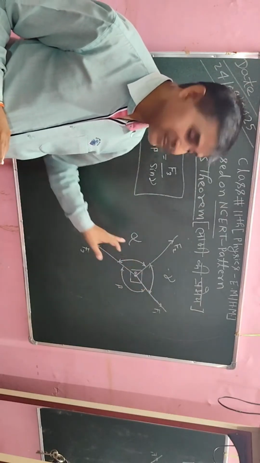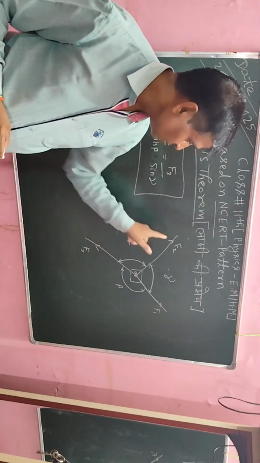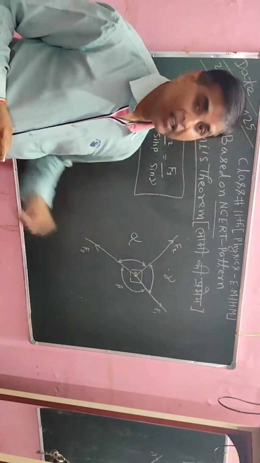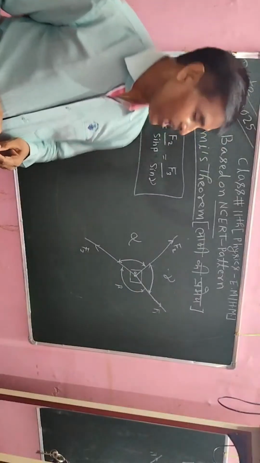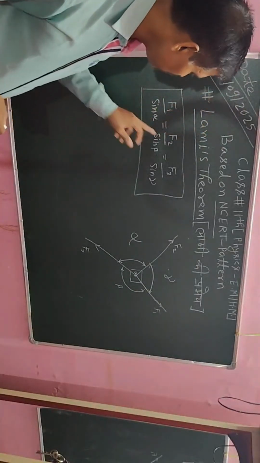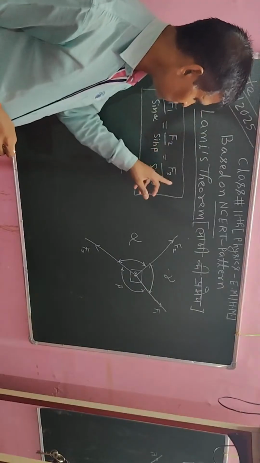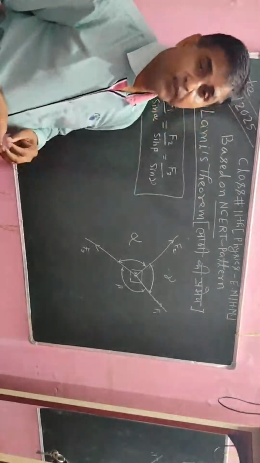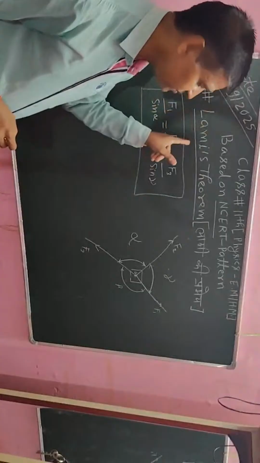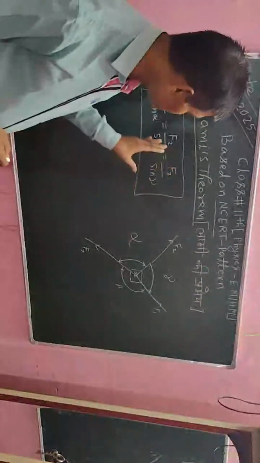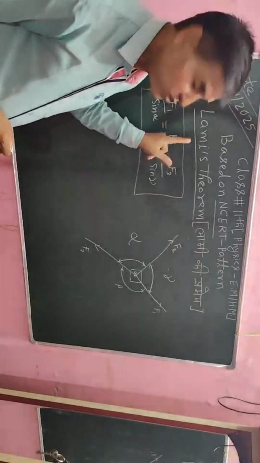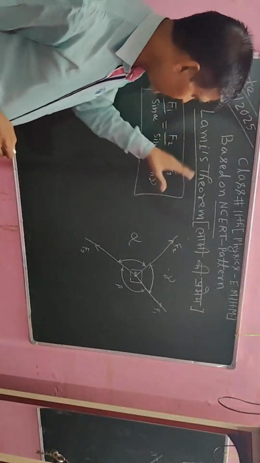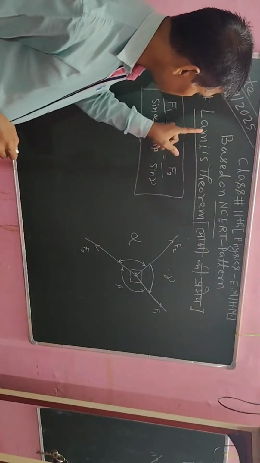So this force F1 will create angle alpha, F2 will create beta, and similarly F3 will create gamma. According to the sine proportion, F1 divided by sin alpha is equal to F2 divided by sin beta is equal to F3 divided by sin gamma. This is the concept, this is the property, this condition is given by Lami. So Lami wrote it, and that is known as Lami's theorem.